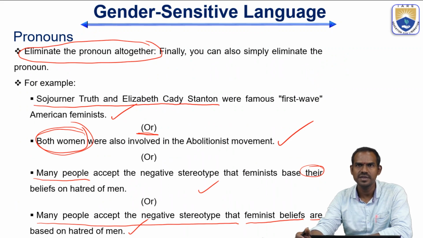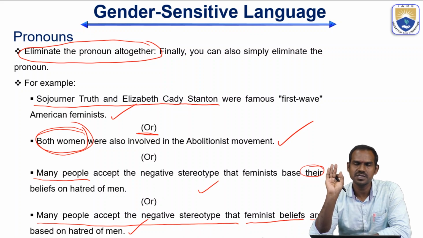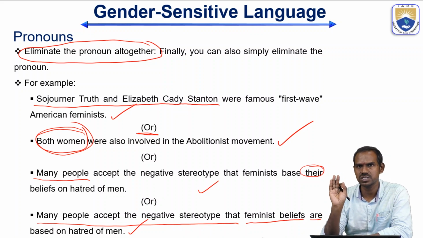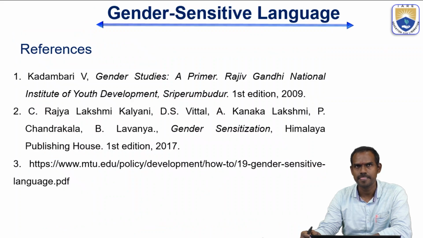And one more thing, eliminate the pronouns altogether to avoid the confusion: using "they," using "she or he" or "she slash he," and alternate genders means use "her slash him" or "her slash his." And the fourth one, eliminate pronouns altogether to avoid the confusion. Okay, I hope you all understood how to use various pronouns.